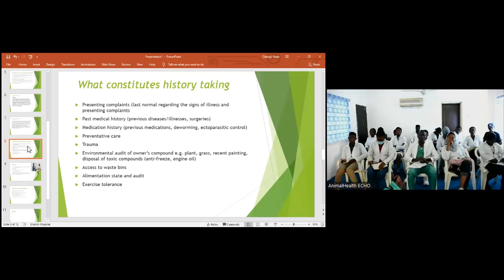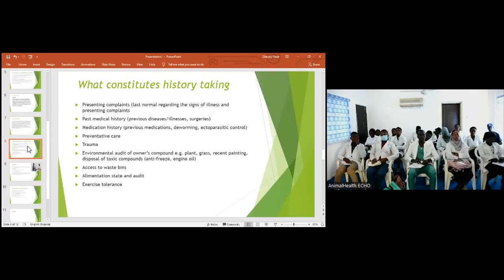You must get it, access to waste bins, because some of them eat a lot of rubbish from waste bins, especially things from tins and rotten food. They are prone to all sorts of things. Then alimentation states and audits. We have said whether he's eating or not, whether he's drinking or not, and everything. And next week, we are going to go into the examination of the oral cavity. We are going to enjoy ourselves next week because it says a lot about the animal. The act of taking temperature also gives you a lot of information about the animal.